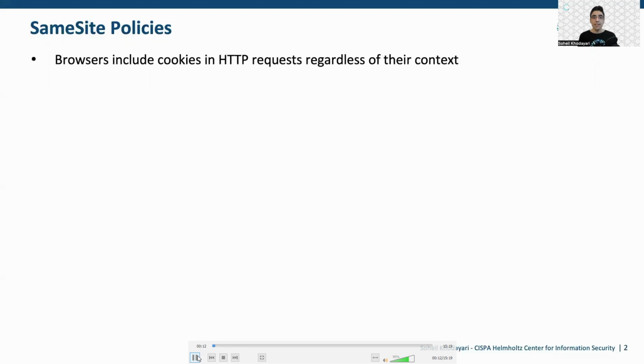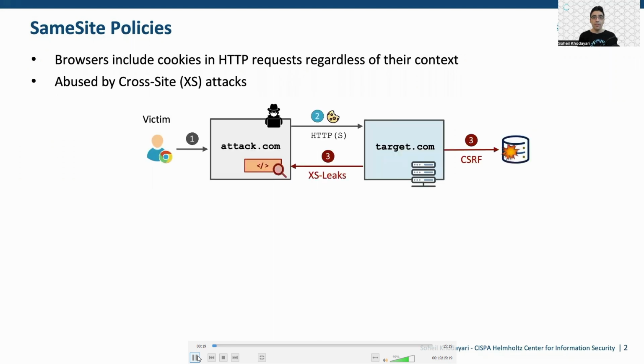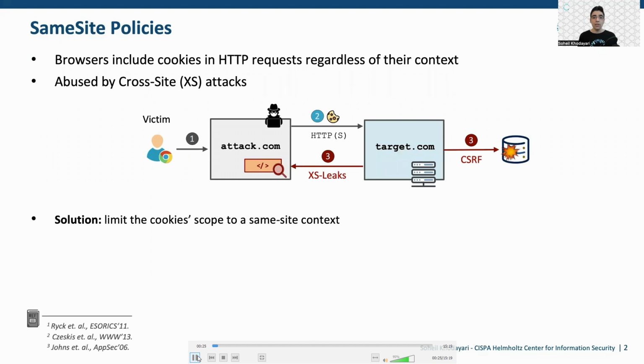Browsers include cookies in HTTP requests regardless of their context, including cross-site requests. And this behavior is abused by a family of web attacks known as cross-site attacks, such as cross-site leaks or CSRF. Now, a long-known countermeasure to protect from these attacks is to limit the scope of cookies to a same-site context. One way to implement this solution is to rely on external components such as HTTP proxies or browser extensions, which limits their impact considerably because they are external.